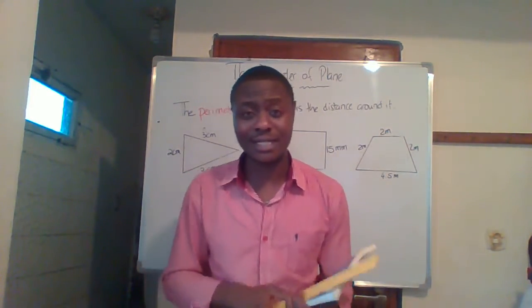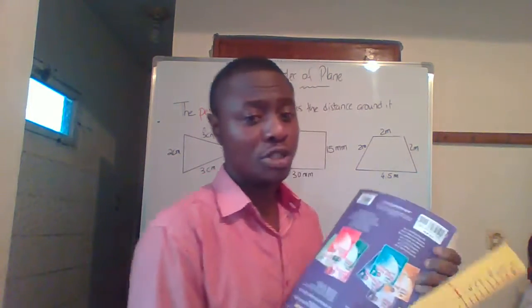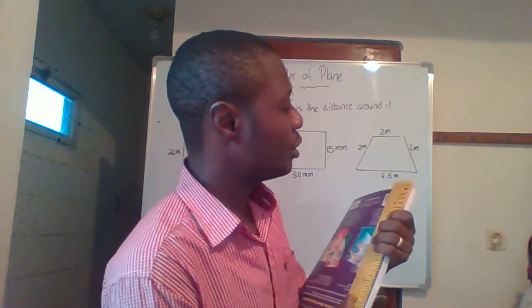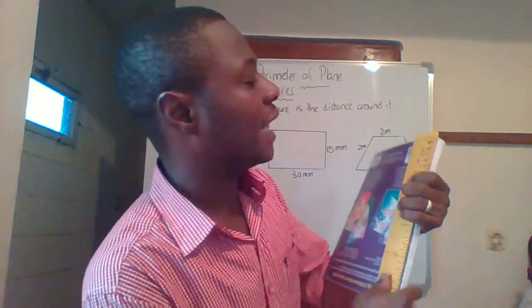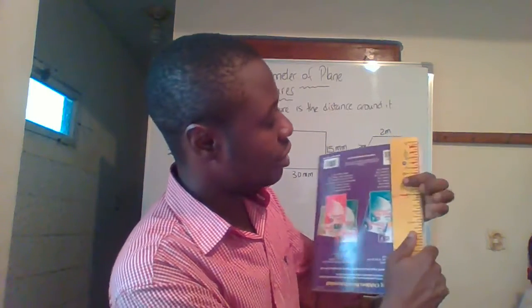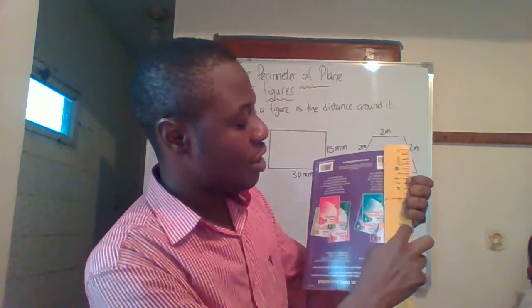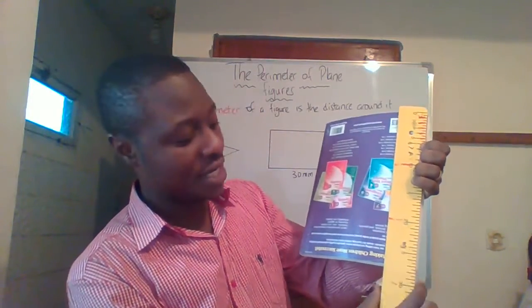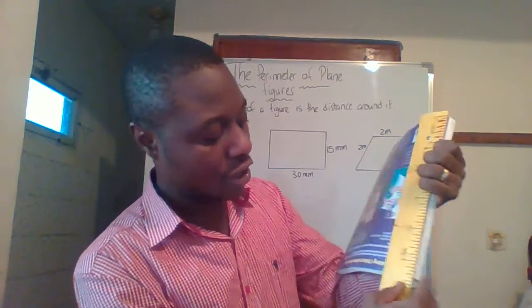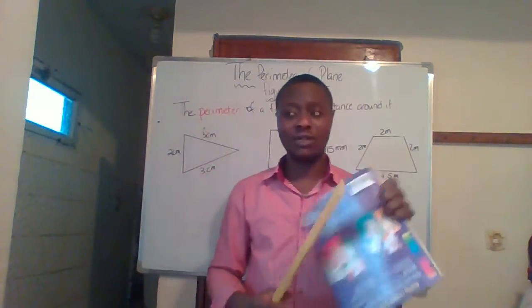So let's determine the perimeter. All you need to do is make sure you place your ruler at the beginning of the page, the cover of your book. Then you measure in centimeters. These are centimeters, so it's 0 centimeters, 5, 10, 15, 20, 25 here. Then I have to add 2 more, 26, 27 centimeters. So the longer side here is 27 centimeters.